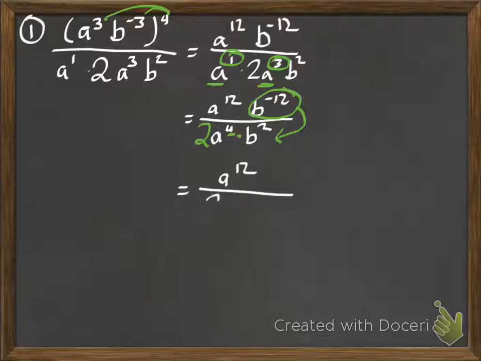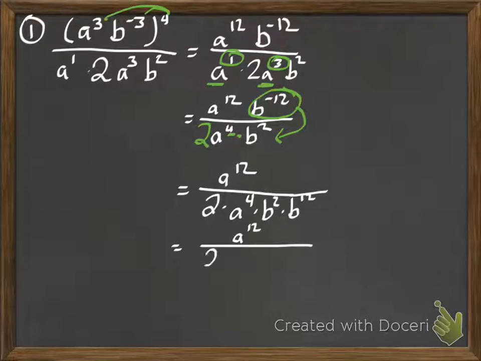In my denominator, I have the 2 times a to the 4th times b to the 2nd times b to the positive 12th. Combining my b's in my denominator. Some of you are going to be skipping some of these steps. I'm just writing them all out so you see where every single step comes from. B to the what power?